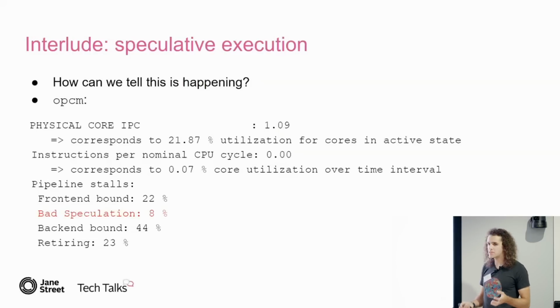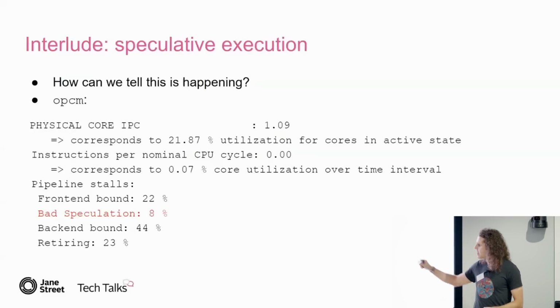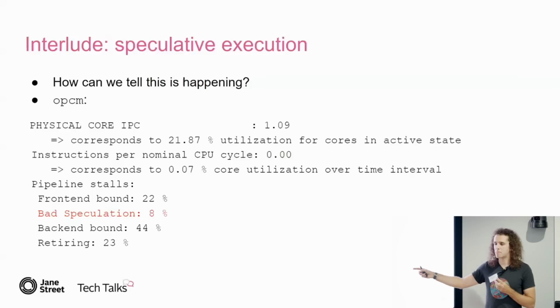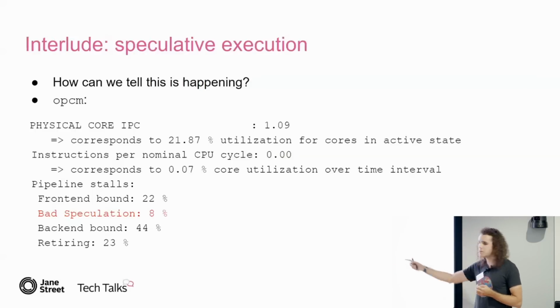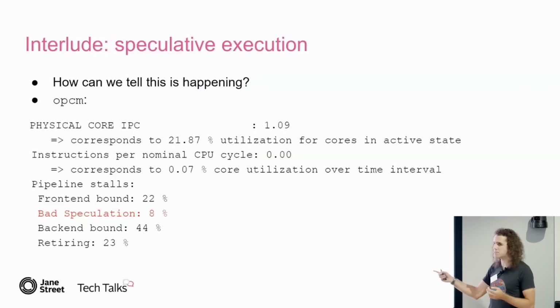If you know where to look, there's this tool called PCM that Intel publishes, and if you run it on a box, it'll tell you where pipeline stalls are occurring. In this case, 8% are being attributed to bad speculation. This is the bucket that this sort of thing goes into. Now you might say, but Tudor, back-end bound is 44% of the pipeline stalls, front-end bound is 22%, retiring is 23%. Why do you care about bad speculation when it's 8%?